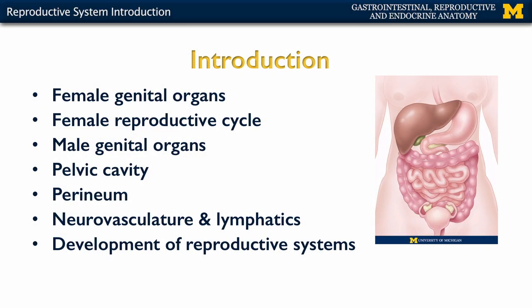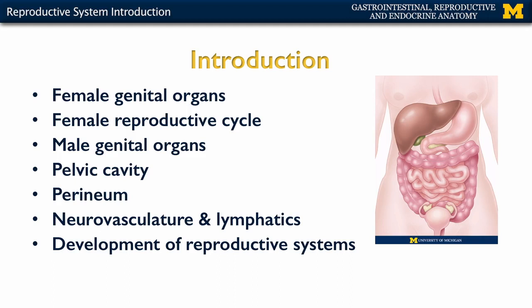Alright, so I just want to give an overview really quickly of what we're going to discuss. We're going to discuss both female and male genital organs, both internal as well as external. A lot of times when you hear the terms for external genital organs, you hear genitalia. So we'll have discussions of both female and male. Also, in terms of female, we'll discuss the specifics in terms of the reproductive cycle.